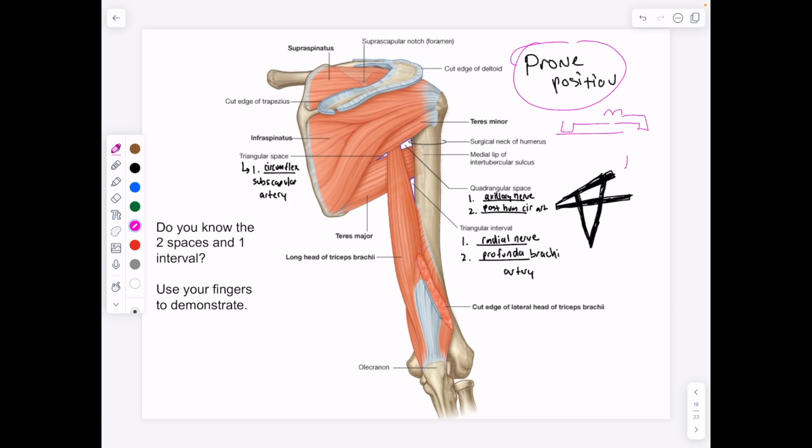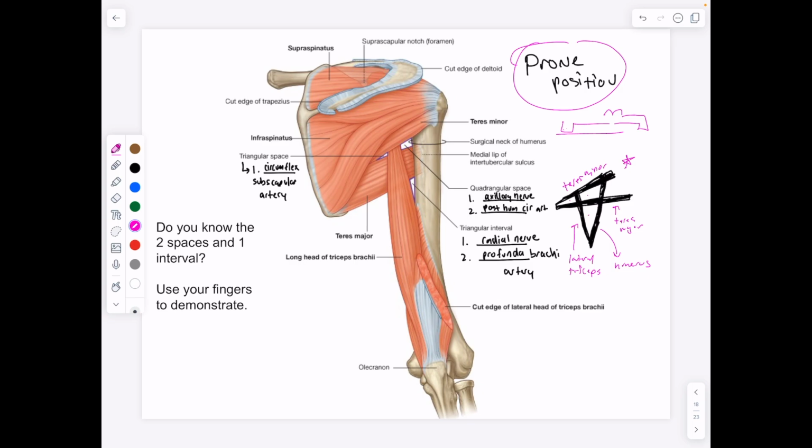And so you make this shape that looks kind of like this. And so you can see it makes three different compartments. Your fingers should represent teres minor, and this one right here is teres major. Then we have right here the lateral head of triceps, and then this is the humerus.